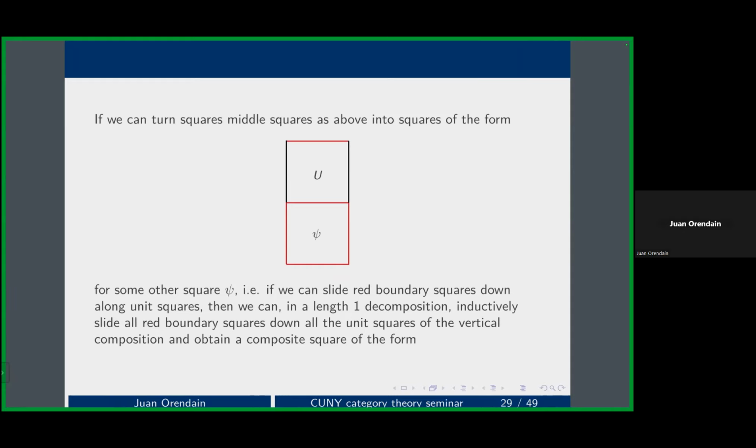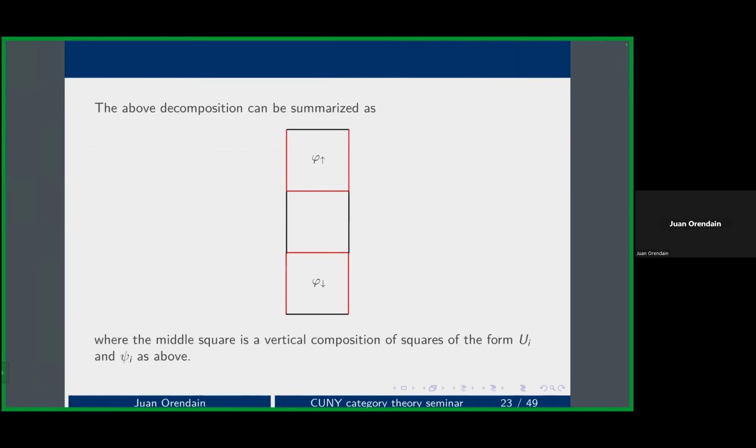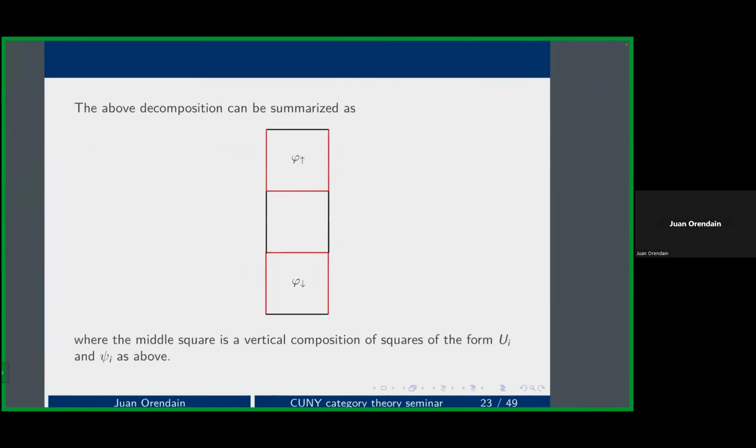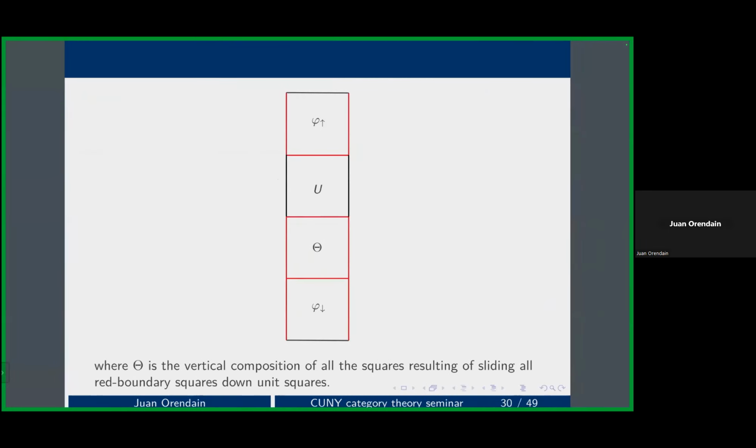Then if we had a decomposition like this, so we would have a bunch of compositions as the ones that I mentioned, you could start sliding red boundary squares down horizontal identities. You could do that as many times as you need, and then you would have on top a vertical composition of horizontal identities, so a horizontal identity. At the bottom, you would have a red boundary square, the vertical composition of all the leftover red boundary squares that you had.